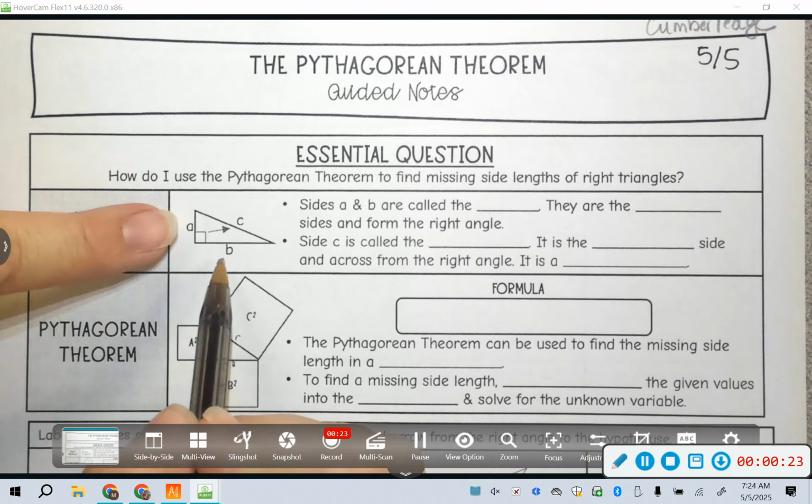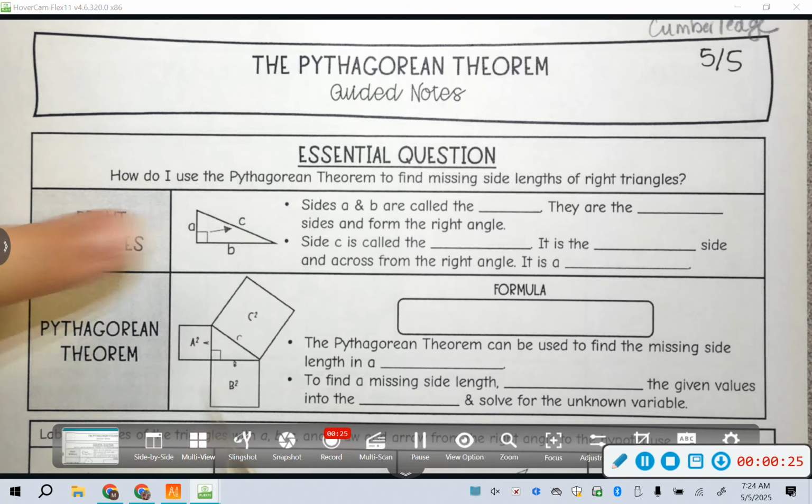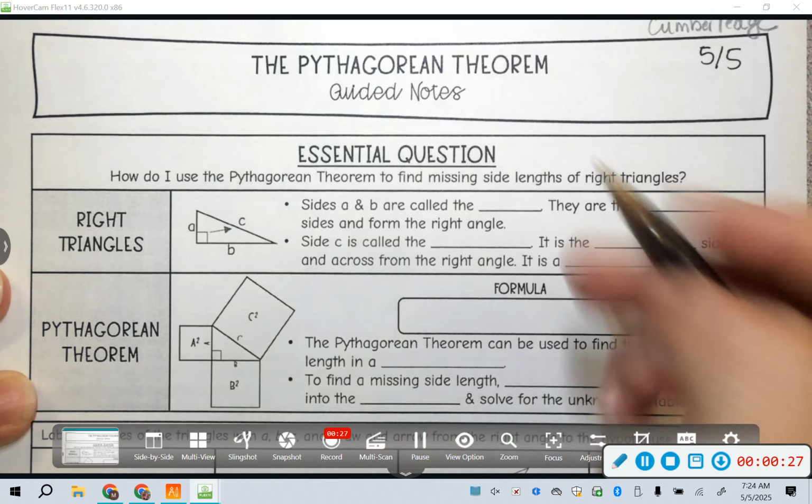Yes? A and B don't matter. You can flip-flop them. Yes? Okay, so knowing that, sides A and B are called the legs.